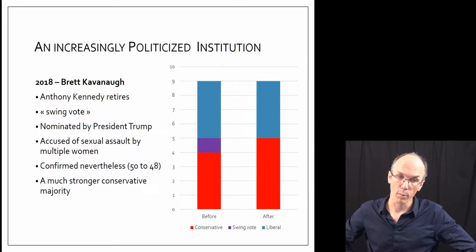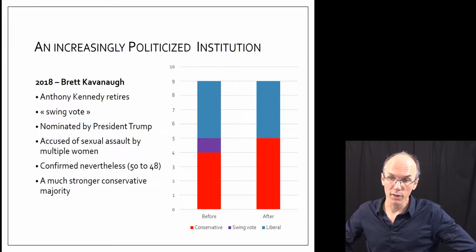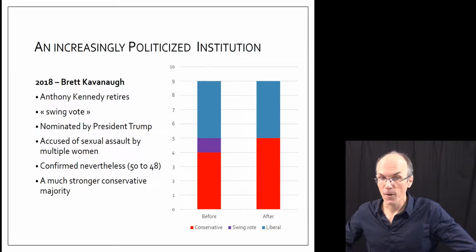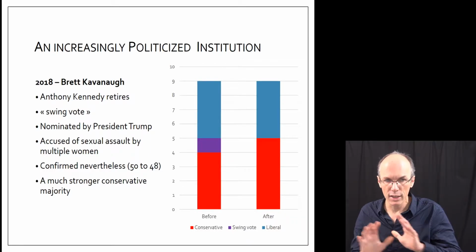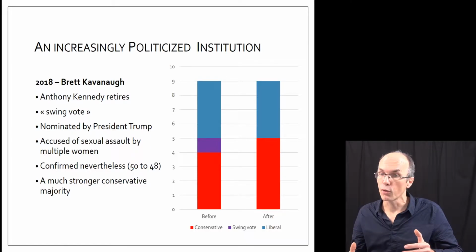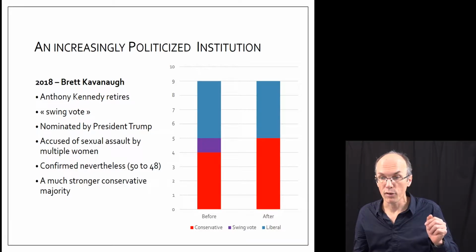He voted with the liberal bloc, which means that in some cases the liberals could still win with Anthony Kennedy's support. And Brett Kavanaugh is a very conservative judge nominated by President Trump, who was going to consolidate the conservative majority in the US Supreme Court in any case. But beyond that, he was credibly accused of sexual assault by multiple women. And nevertheless, he was confirmed 50 to 48. And if you remember, Kagan was confirmed 61 to 38.